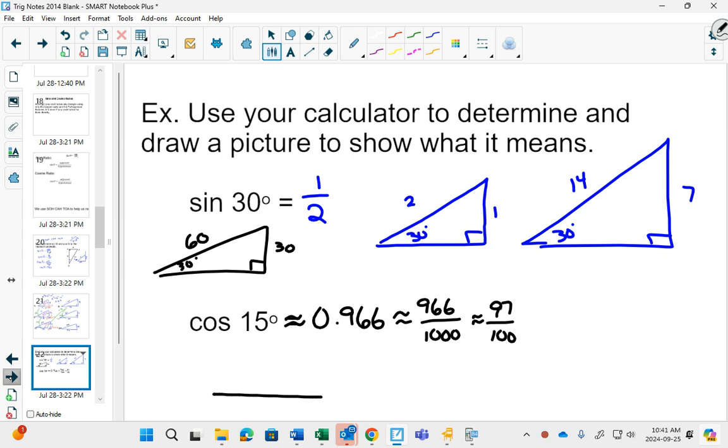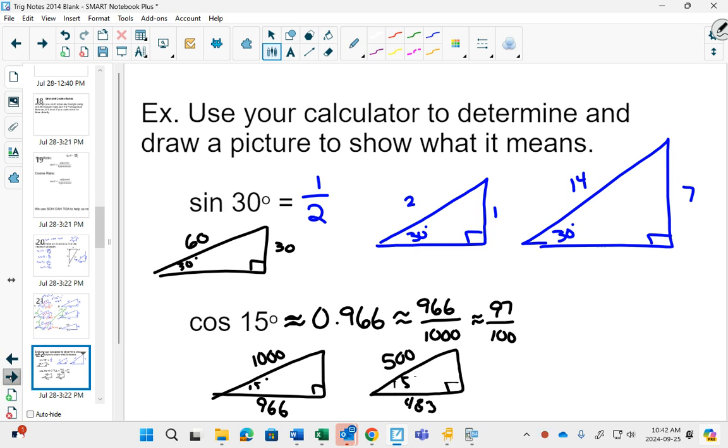So I drew a right angle triangle with 15 degrees. If this side was 966 as the adjacent side, the hypotenuse would be 1,000. I could do about 97 over 100, or I could take the 966 and cut it in half and get 483 out of 500. These would be different examples of what the 15 does.